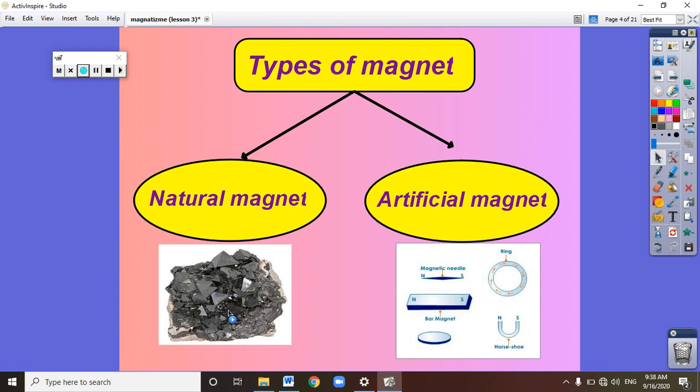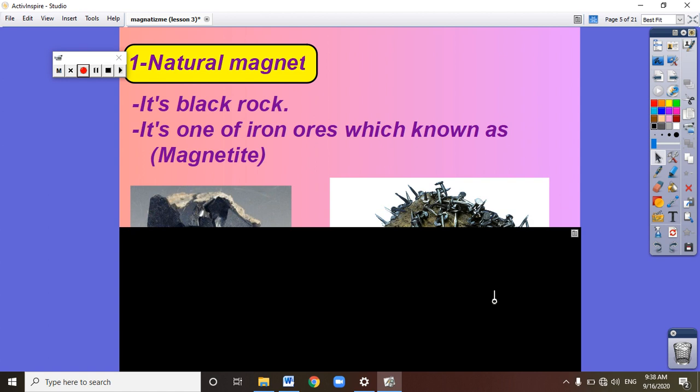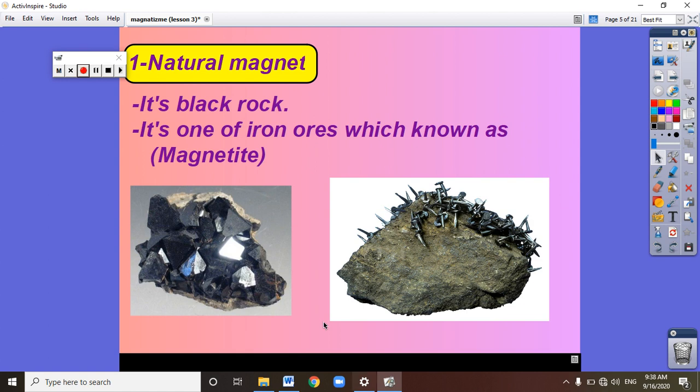That's the shape of the natural magnet. We get it from nature, from the mountains, and that's the shape of the artificial magnet. Humans made this magnet. Let's start with the natural magnet. Natural magnet, as you can see, is a black rock. And you must know that the magnet is a type of iron.